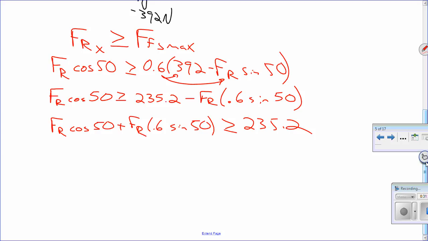Could you just find the numbers for cosine? If you want to, yes. If you want to replace cosine of 50 and sine of 50 with numbers, 100% do that.